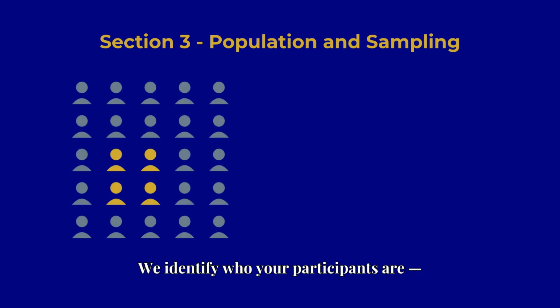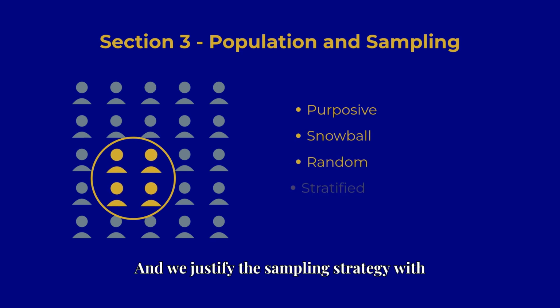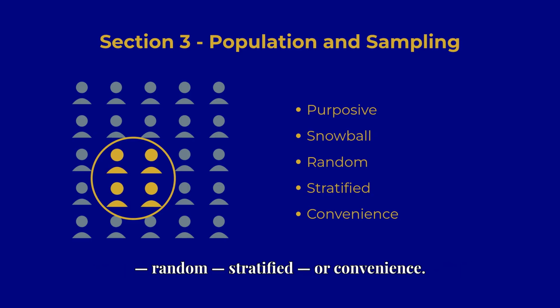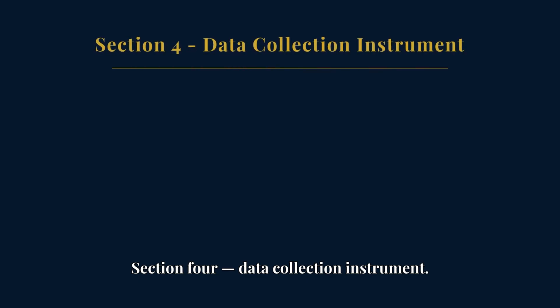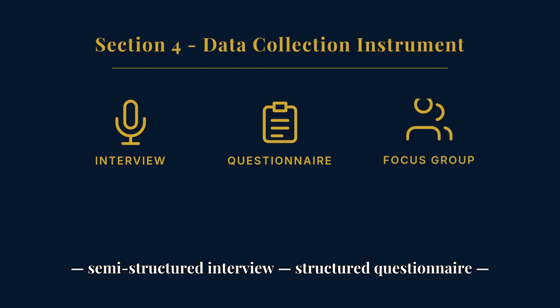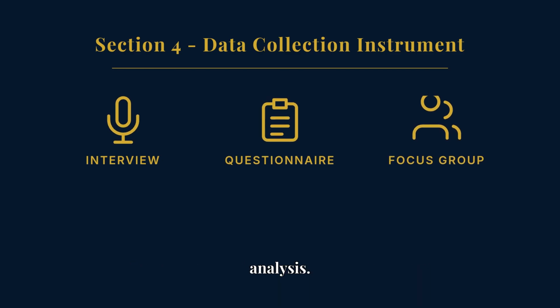Section 3. Population and sampling. We identify who your participants are, how many, and how you will select them, and we justify the sampling strategy with academic references, whether purposive, snowball, random, stratified, or convenience. Section 4. Data collection instrument. We identify what instrument you will use: semi-structured interview, structured questionnaire, focus group, observation, or document analysis, and we justify why this instrument best collects the data needed to answer your research questions with references.